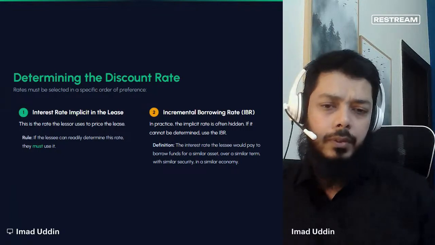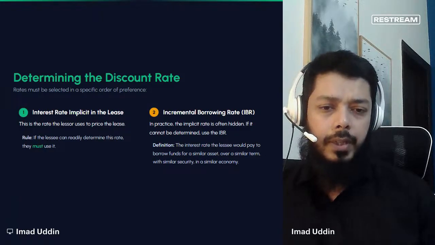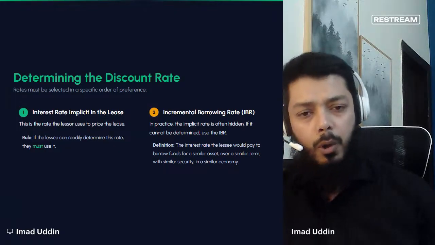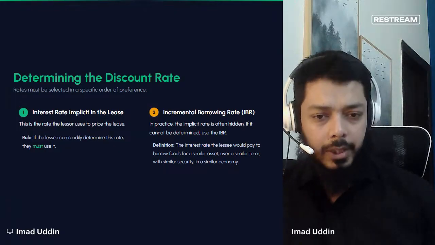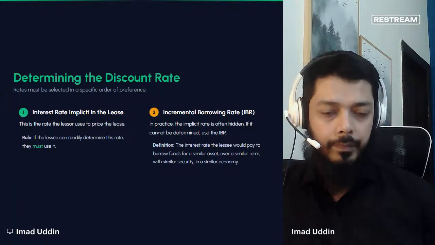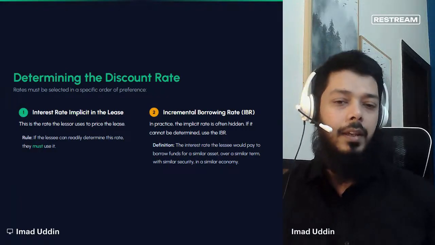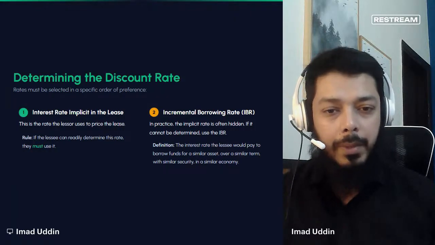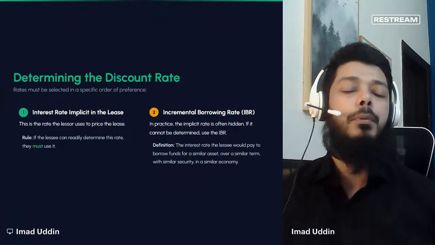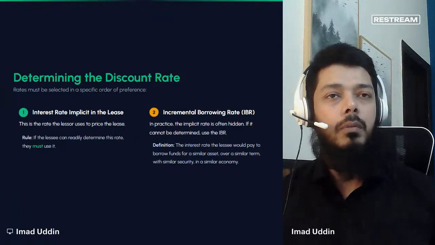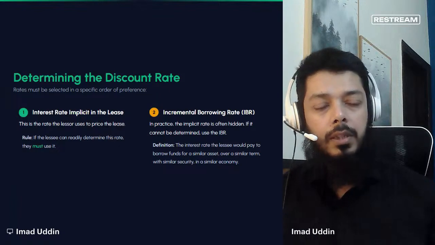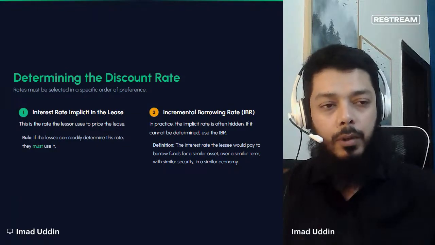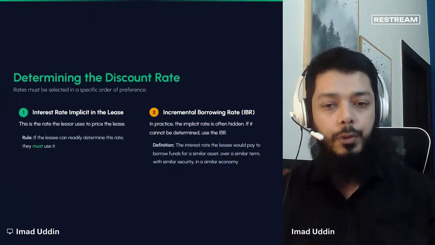But to just summarize the definition for you now, it is the interest rate the lessee would pay to borrow funds for a similar asset over a similar term with a similar security in a similar economy. So these are four conditions for similarities, and if those conditions are fulfilled, that rate is called the incremental borrowing rate of interest. It's usually a hypothetical rate because the lessee is unlikely to have recently incurred a similar transaction, and therefore the lessee will expect or contemplate what the rate should be.